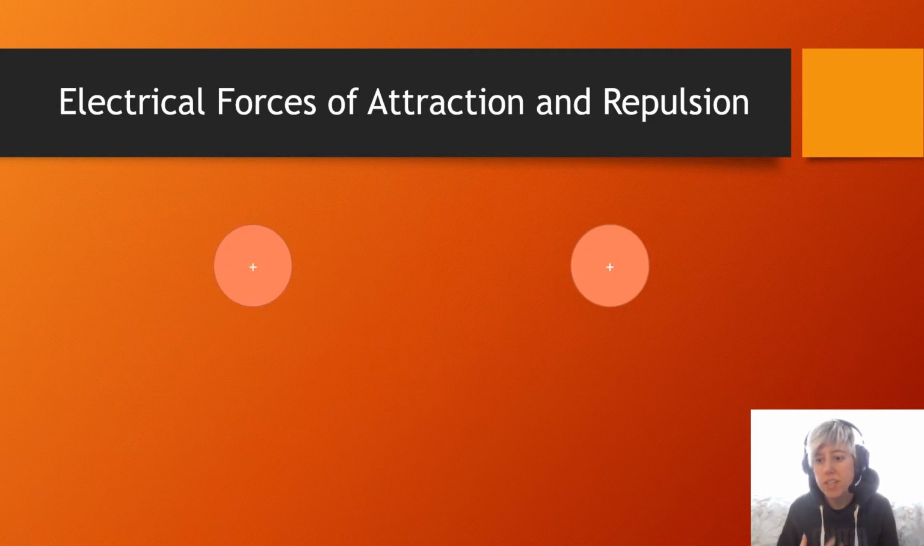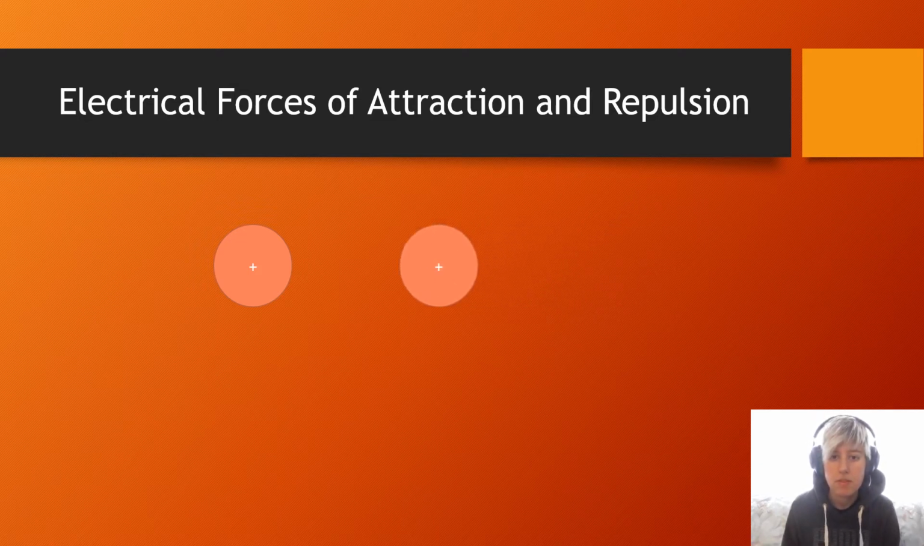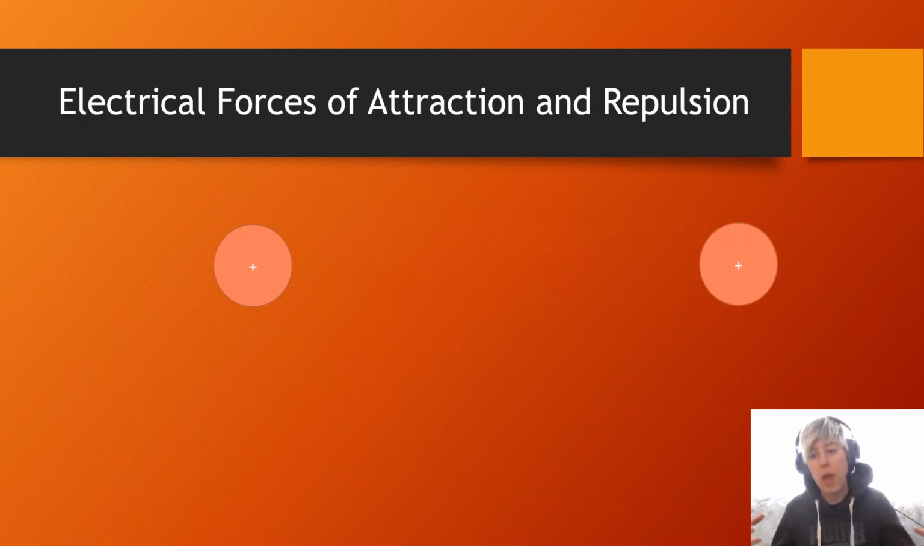Okay, so what we're going to be looking at for the next few minutes is what happens when you have objects with the same charge brought together and objects with different charges brought together. What we have right here on the screen is 2 positively charged objects, and we're going to see what happens when you bring them together. And we can see that when you brought them together, they actually repelled each other. They pushed each other away.